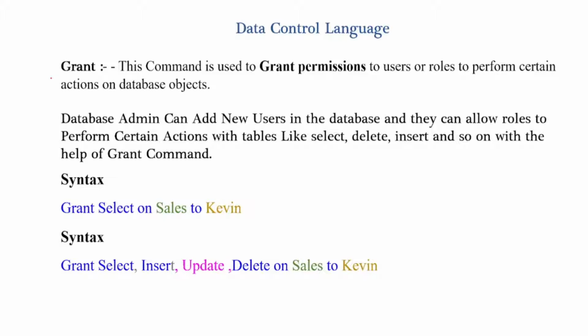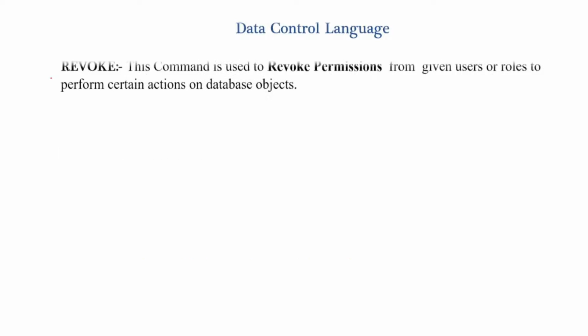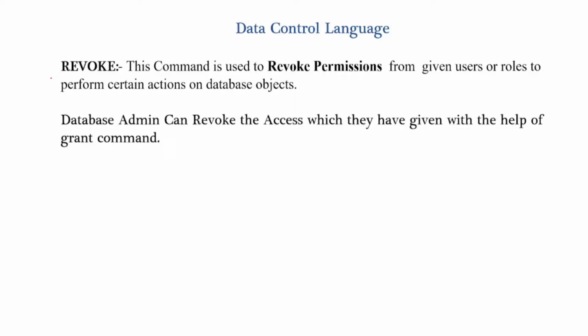With the help of this query, the database admin allows users to perform all these actions like insert, update, delete and so on. And now let's understand why we require the revoke command. This command is used to revoke permission from the given user or roles to perform certain actions on database objects. A database admin can revoke the access which they have given with the help of the grant command.